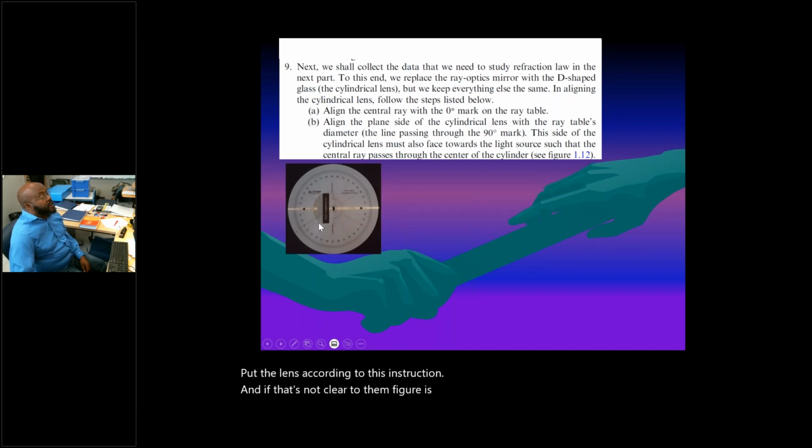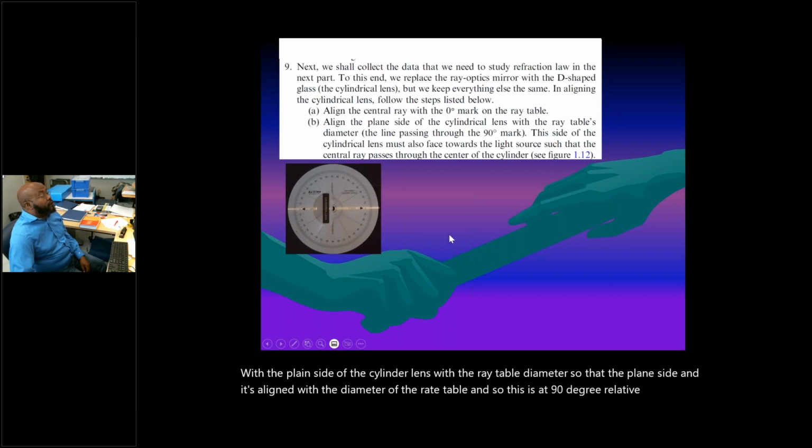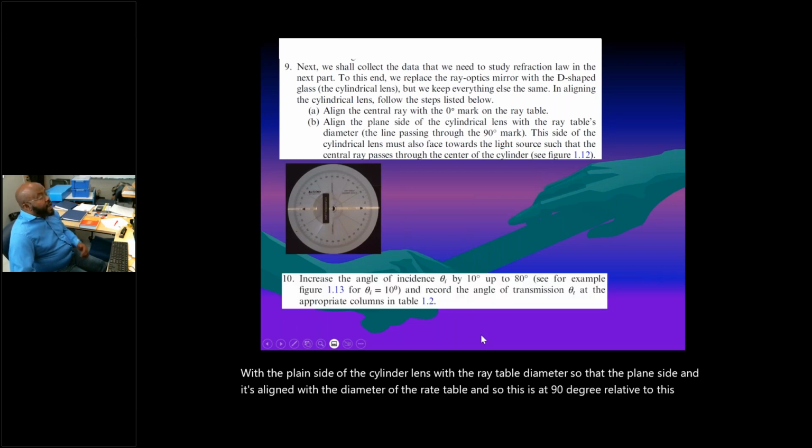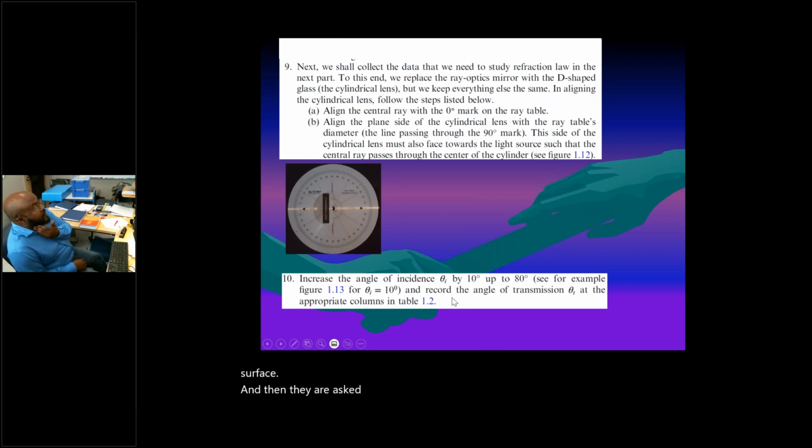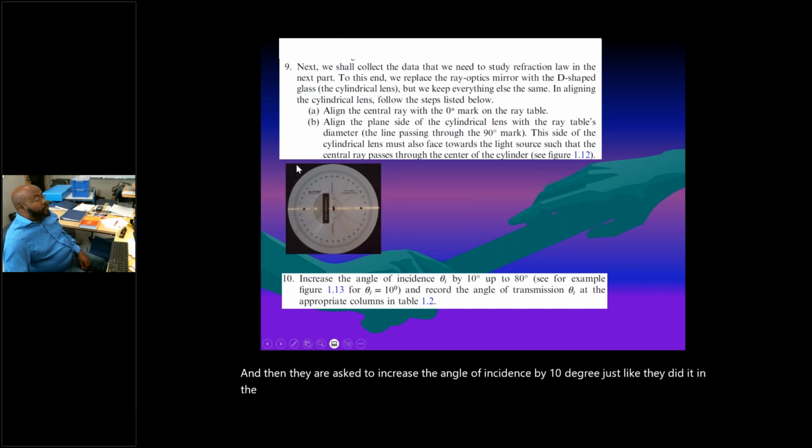So that is the cylindrical lens, with the plane side of the cylindrical lens aligned with the diameter of the radial. So that's the plane side, and it's aligned with the diameter of the radial, and this is at 90 degrees relative to this surface. And then they are asked to increase the angle of incidence by 10 degrees, just like they did in the virtual lab, up to 80 degrees.